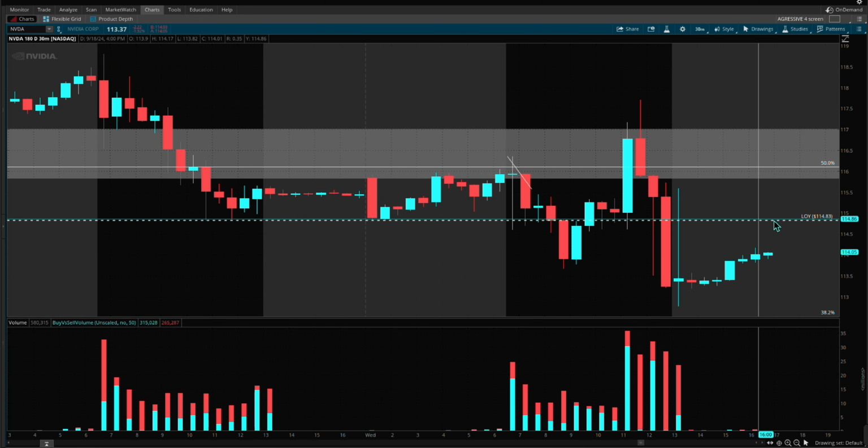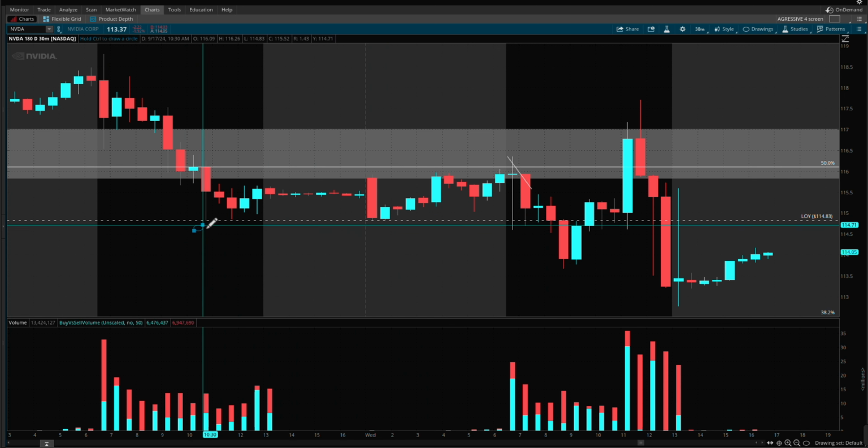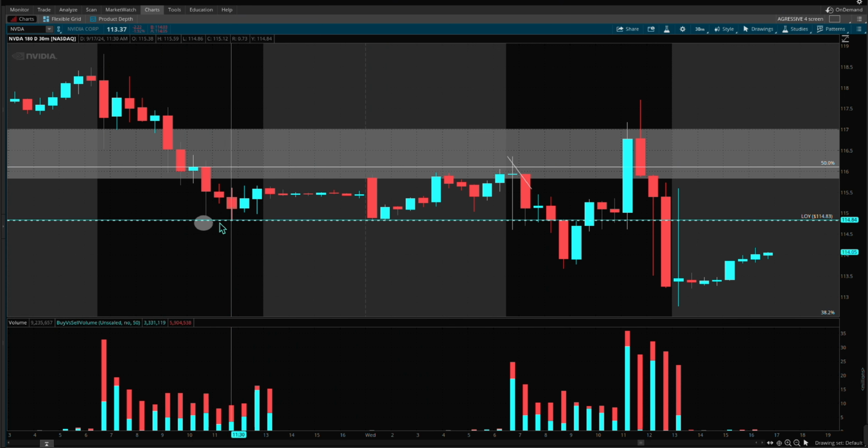Bounced off the low of yesterday, which is LOY, 114.83. And the area that is this right here. This is low of yesterday, LOY, low of yesterday. I like to mark that off to also take puts below that general area sometimes too as well.